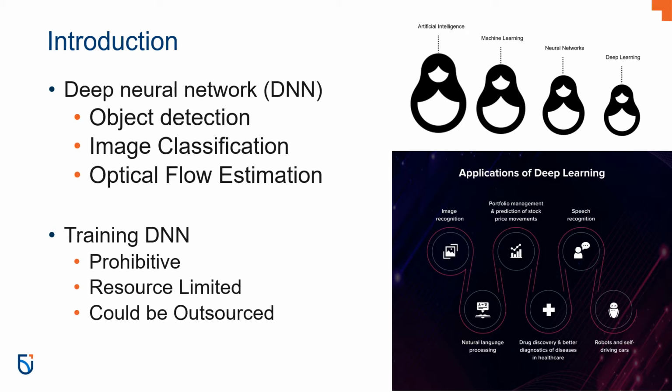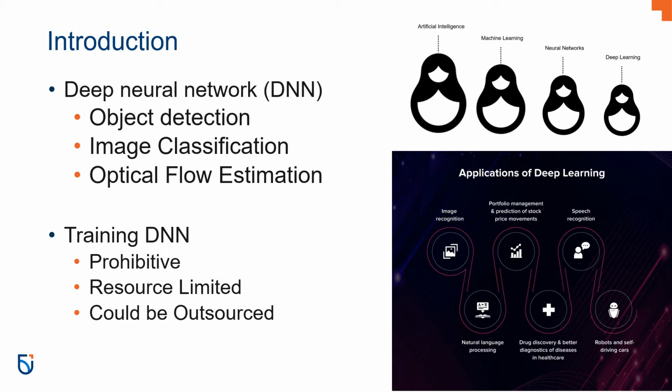Starting off with the introduction, machine learning is a subfield of artificial intelligence, and deep learning is a subfield of machine learning. Neural networks make the backbone of deep learning algorithms. The deep learning algorithm mainly does object detection. Its application has a wide area, including image classification, optical flow estimation, etc. These are essential components.